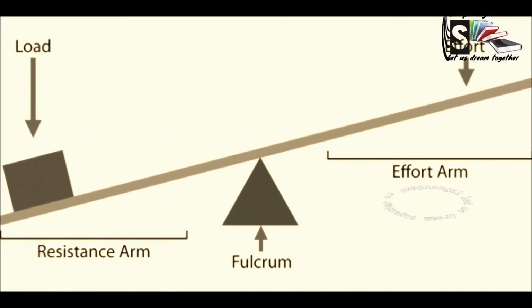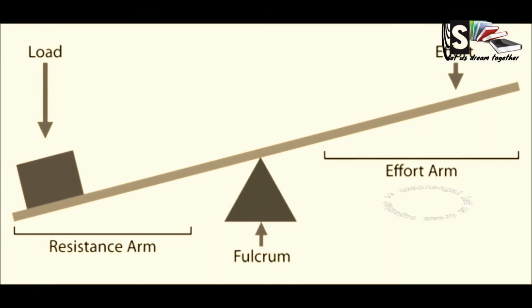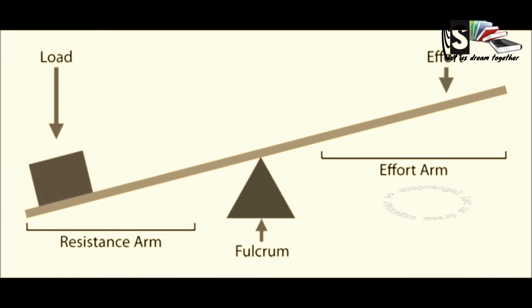It also consists of an effort and a load. The effort is the place where we apply the force on the lever. The load is the object or mass that has to be moved, cut, or even lifted. By changing the position of the fulcrum, we can gain extra strength with less effort.